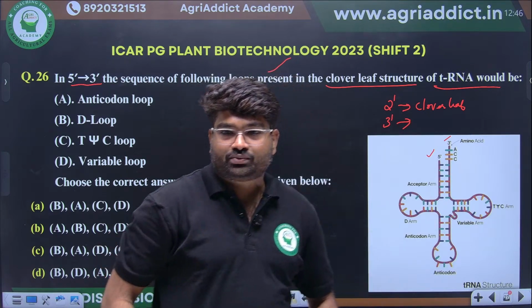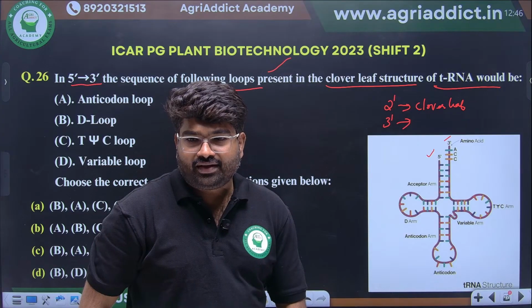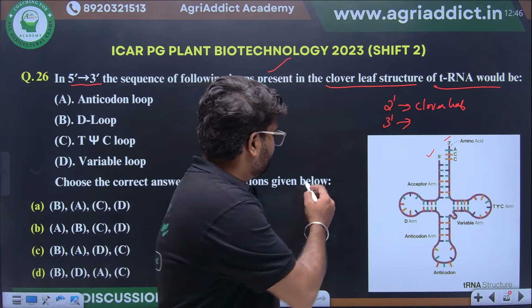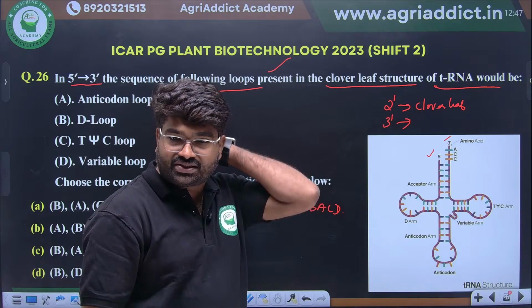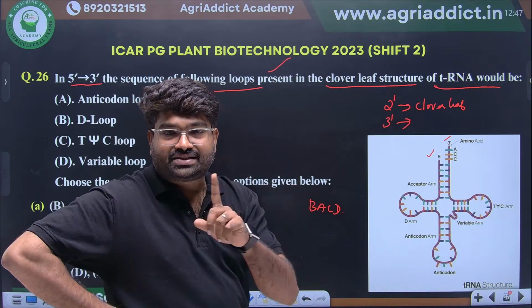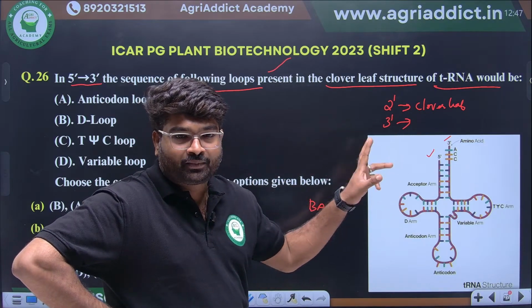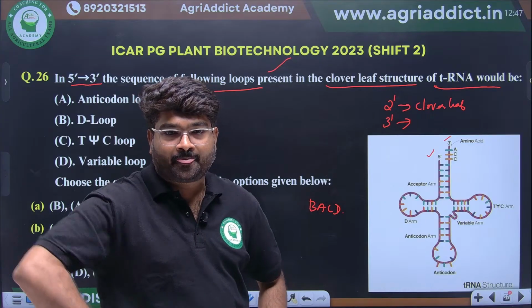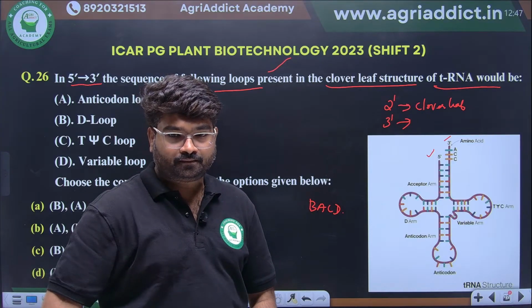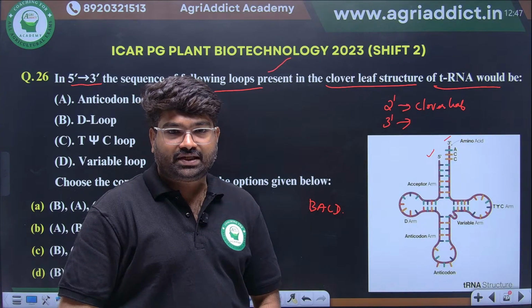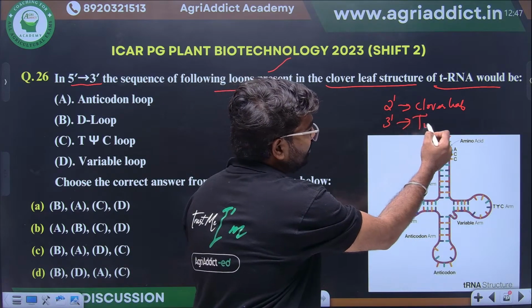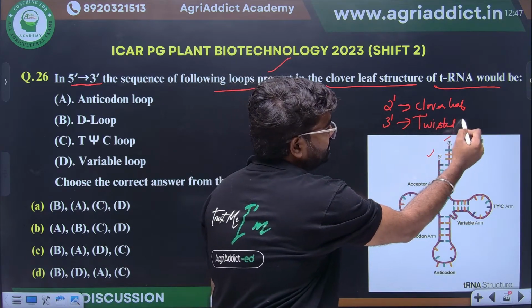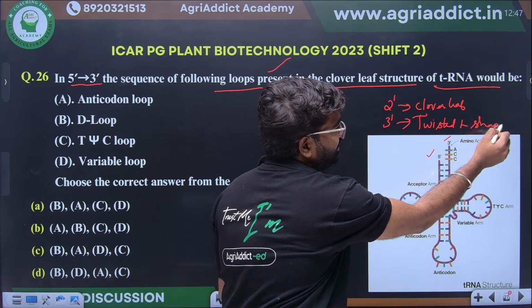First you comment this one, then I will. Yeah, BACD, okay. First you comment: what will be the tertiary structure of tRNA? Secondary structure is cloverleaf structure. Tertiary structure is what? Tertiary structure will be twisted L. Okay, this is another important question. It is twisted L shape.